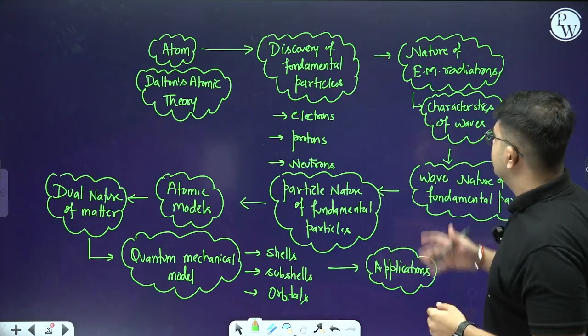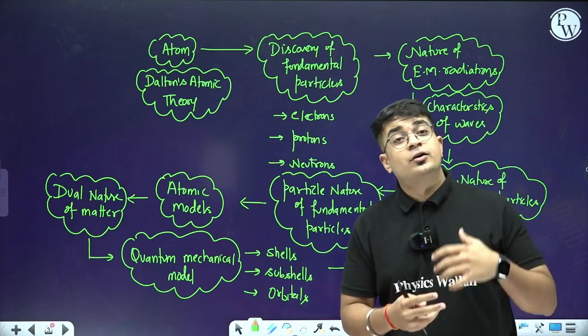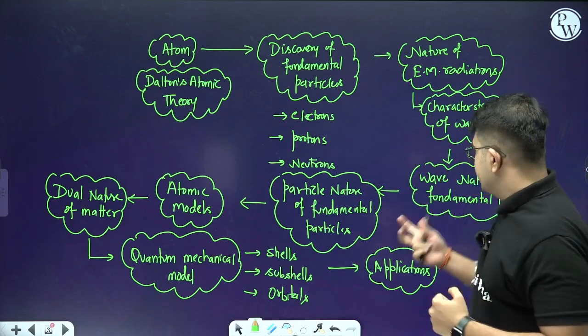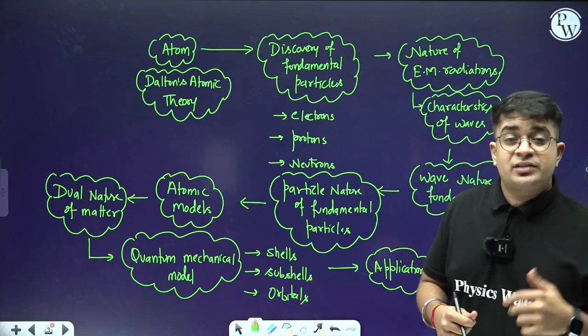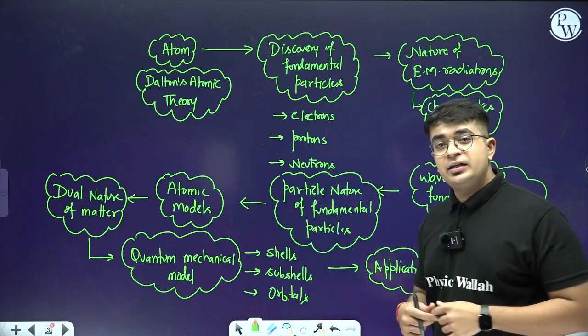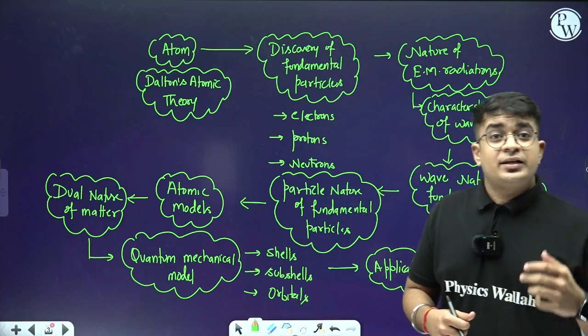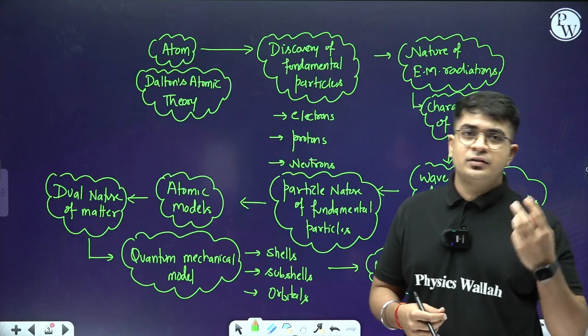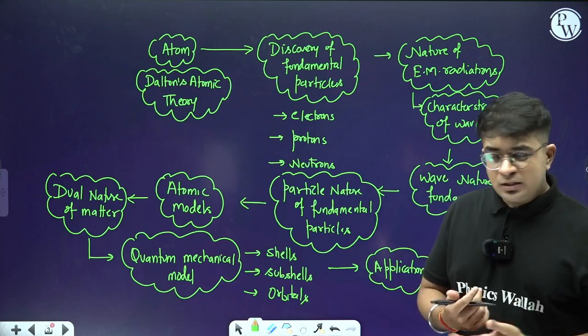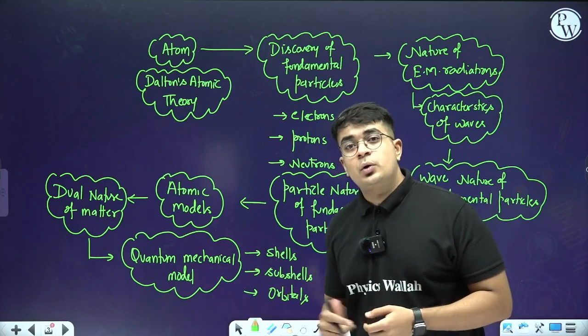In the case of electromagnetic radiation, we have the electromagnetic spectrum also. In case of wave nature, we have diffraction pattern as well as interference. In case of particle nature, you have black body radiation as well as your photoelectric effect. If I talk about the atomic models, I already gave you the idea. We have three main models as well as the most advanced version, which is the quantum mechanical model.